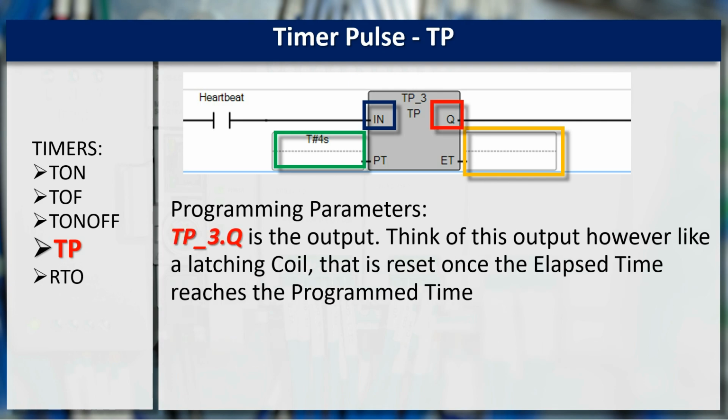The final program parameter comes with the instruction. That's the TP3.q, the output. You can think of this output like a latching coil. That is, it's reset once the elapsed time reaches the program time. Once it's turned on, it's latched up and gets unlatched when the elapsed time has elapsed.